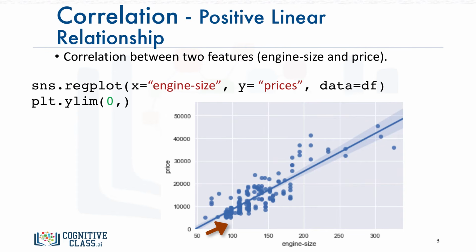In this example, you can see that the straight line through the data points is very steep, which shows that there is a positive linear relationship between the two variables. With increase in values of engine size, values of price go up as well, and the slope of the line is positive. So there is a positive correlation between engine size and price. We can use Seaborn regplot to create the scatter plot.